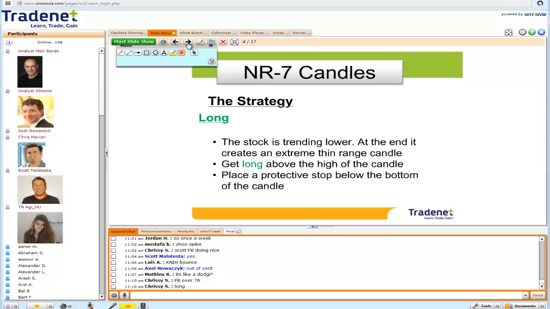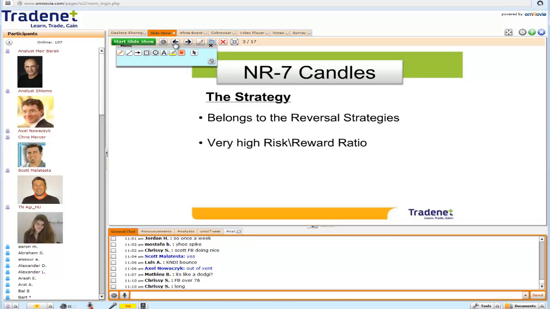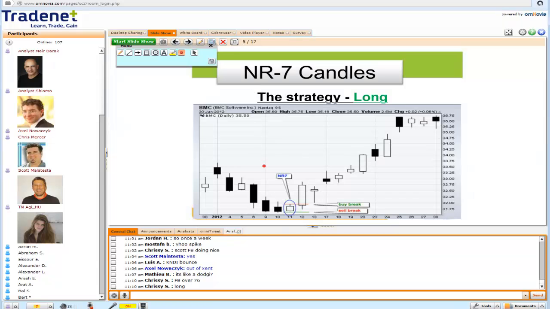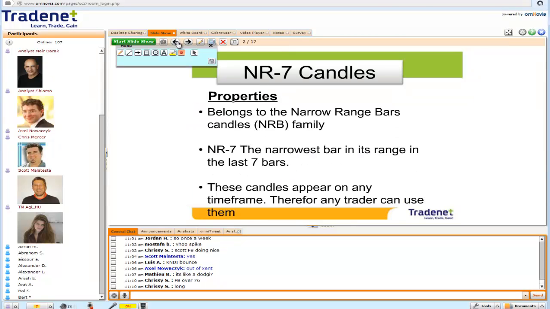So if we want to summarize the strategy, the stock is trading lower at the end, and it creates an extremely thin range candle, as we saw on the chart. This is the narrow range bar. Then we just want to initiate a buy stop, a buy signal above the high of the narrowest bar, the NRB.